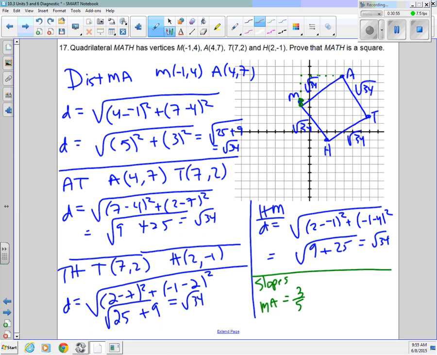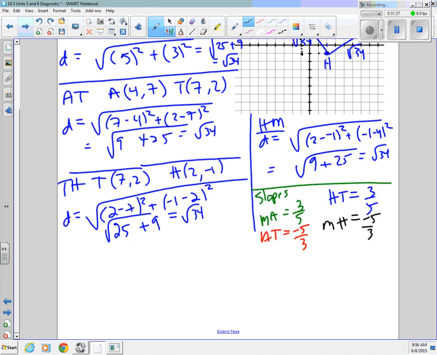My slope for AT is I'm going down 5 over 3. My slope for TH, I'll go from H to T. I'm going up 3 to the right 5. So slope for HT is 3/5. And last but not least, my slope for HM, I'm going down 5. 1, 2, 3, 4, 5. Sorry, M's here. 1, 2, 3, 4, 5, and over 3. So MH is negative 5/3.